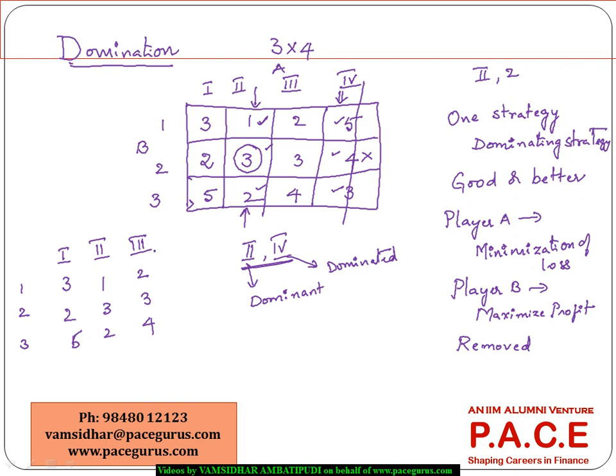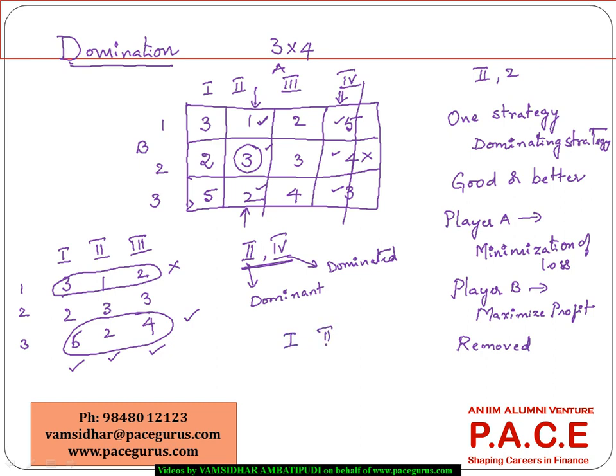Now look at the comparison between the first strategy of B and the third strategy of B. The third strategy is always having a higher profit compared to the first strategy. In all the cases, the third strategy is having a higher profit compared to the first, which means the third strategy is dominating and the first is dominated, and I can very well remove the first.